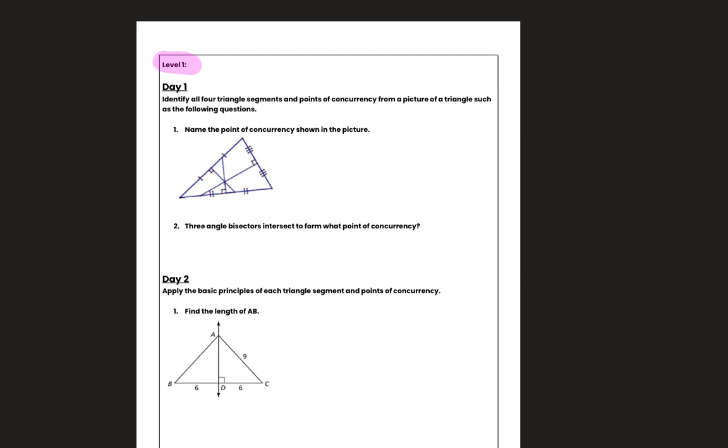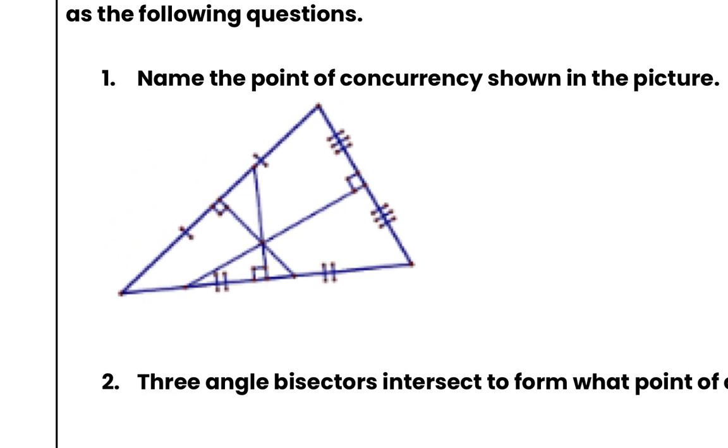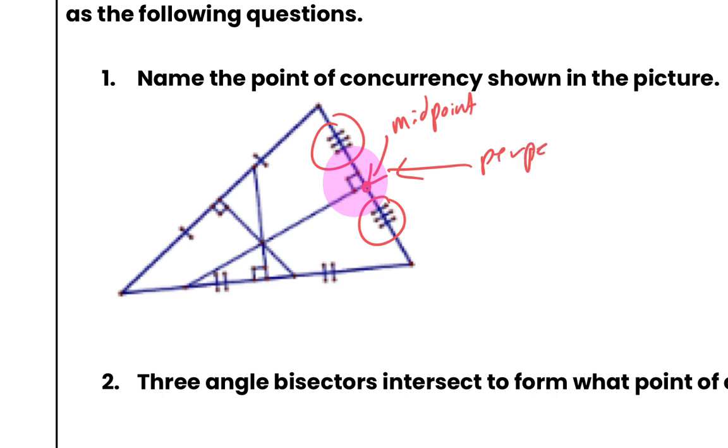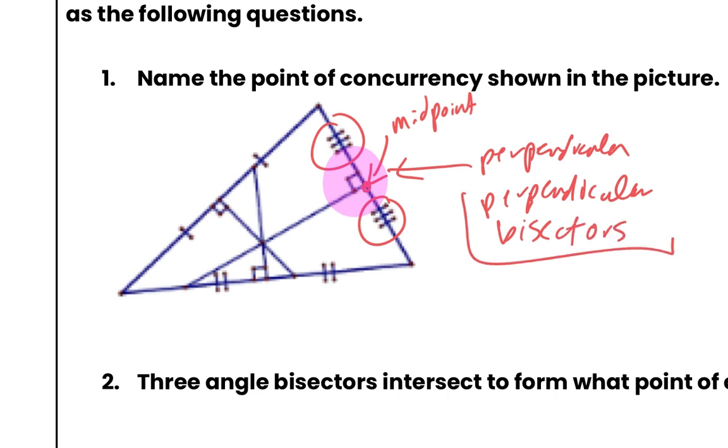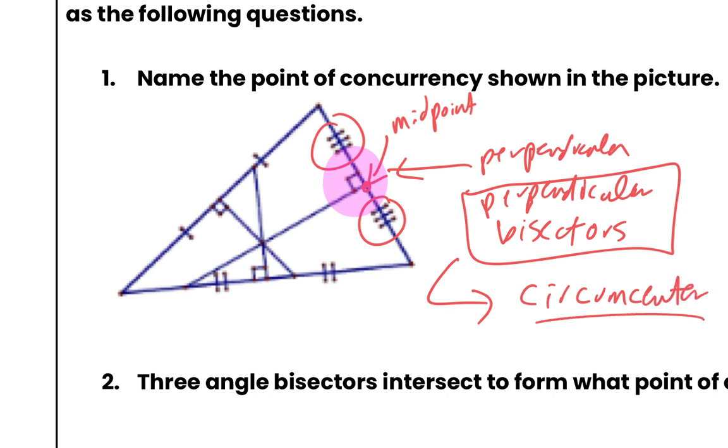Okay, so you should be looking at your notes that we just looked at last time. Here's what we noticed. This right over here is in the middle, it's the midpoint, right? And then we recognize that this is perpendicular. So those are called perpendicular bisectors, and those form the circumcenter. So that's our answer, circumcenter.